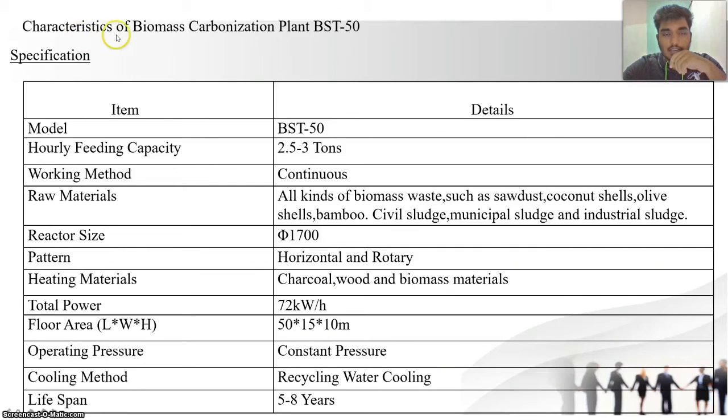Next, I'm going to present about the characteristics of biomass carbonization plant BST50. First of all, its specification. The model is BST50. The hourly feeding capacity is around 2.5 to 3 tons. The working mode is continuous. The raw material can be all kinds of biomass waste such as sawdust, coconut shells, olive shells, bamboo, civil sludge, municipal sludge, and industrial sludge. And the reactor size is 1700. The pattern is horizontal and rotary. Heating material is charcoal, wood, and biomass materials.